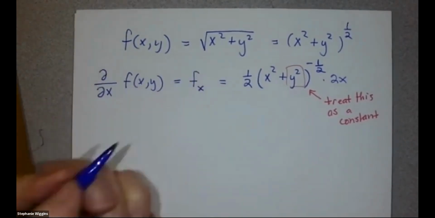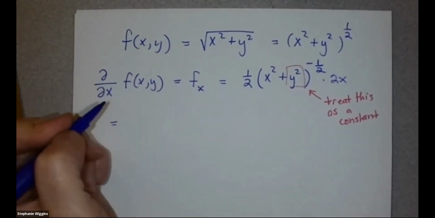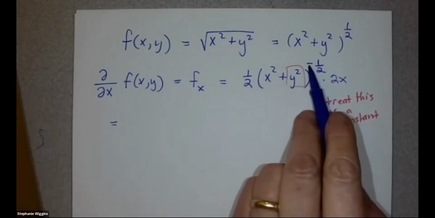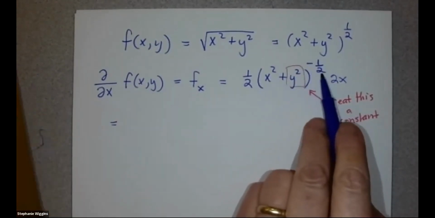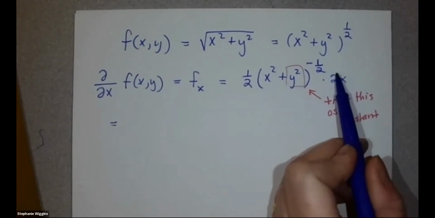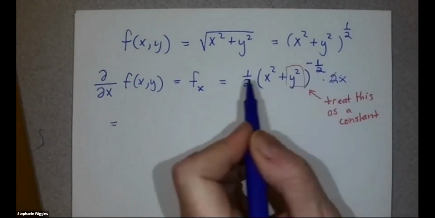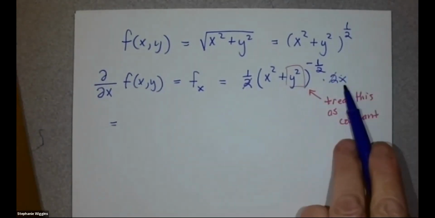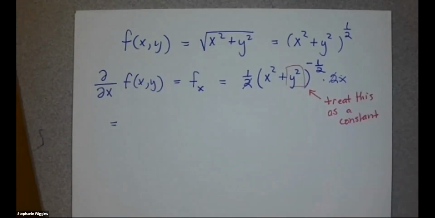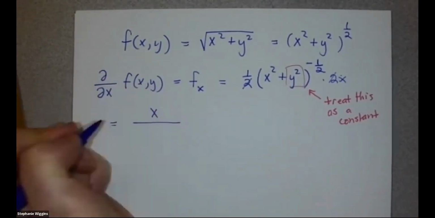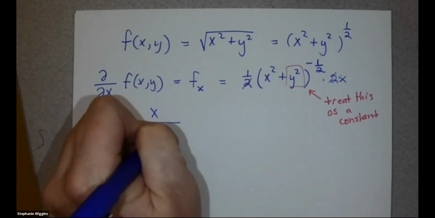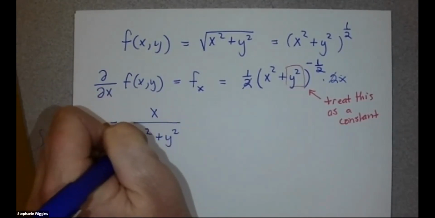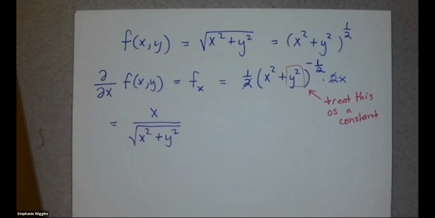So we have then, the negative means it's going to go in the denominator. Notice the 2's cancel because I have 1/2 times 2, that's just 1. And my x is going to be in the numerator. So this becomes x over the square root of x squared plus y squared.